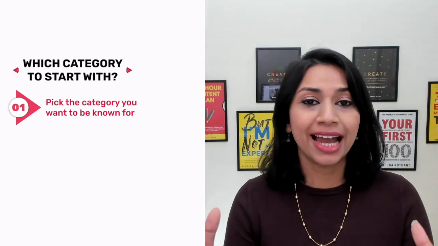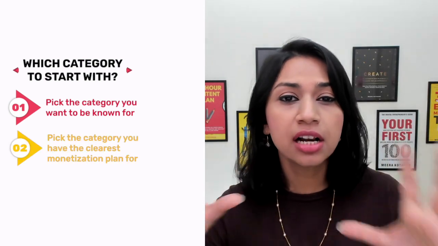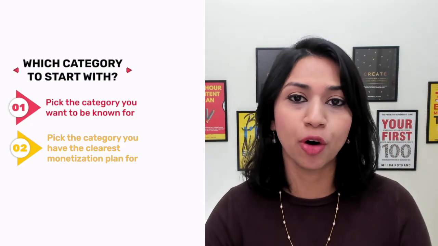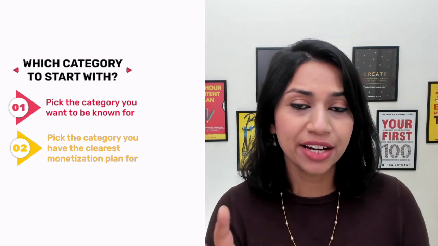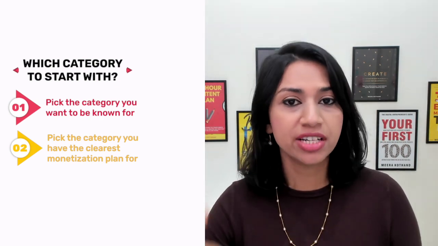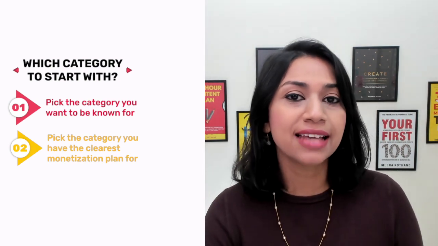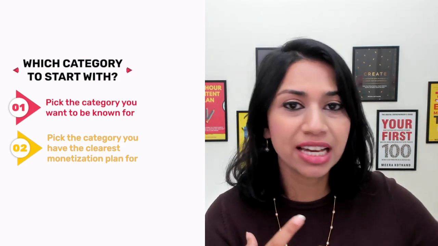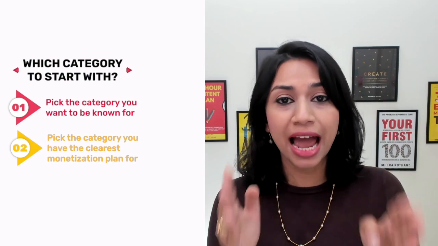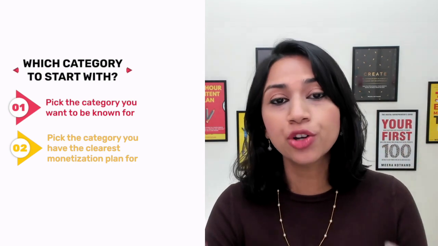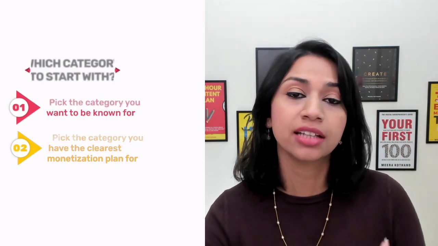Or pick the category that you have the clearest monetization idea for. So even if you have nothing for sale, and that's fine, what category do you have a vision? Do you have a direction, a pathway for how exactly you can monetize this? That could be via services or offers. It really doesn't matter what you're going to offer, but you should have a general idea of how you're going to get to monetizing that particular category. So this is method 1.